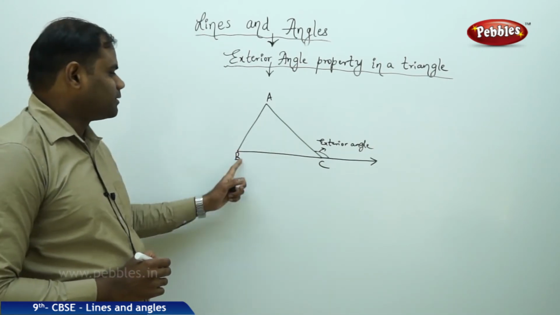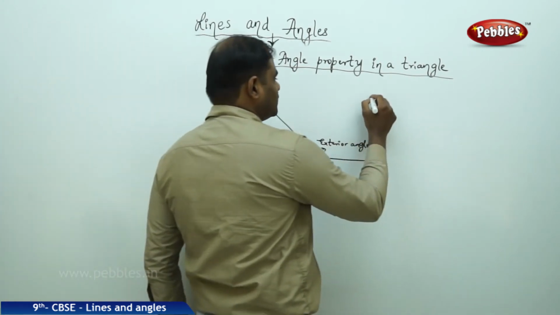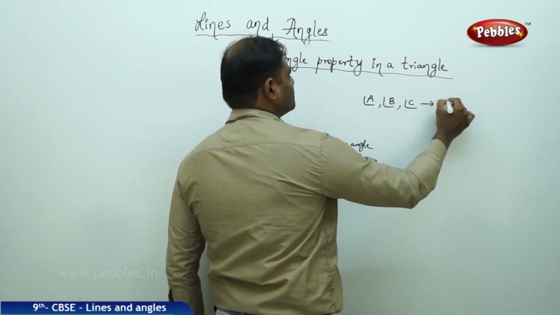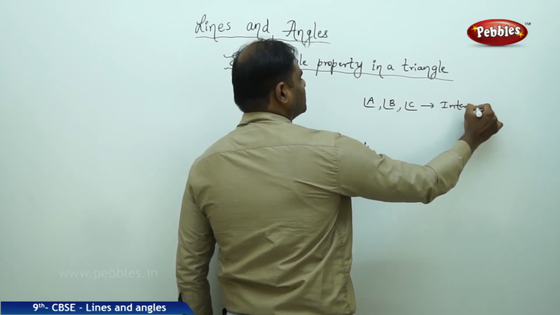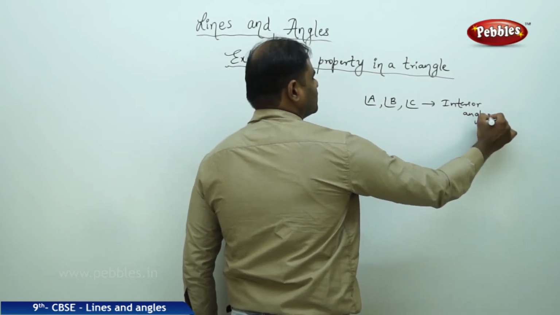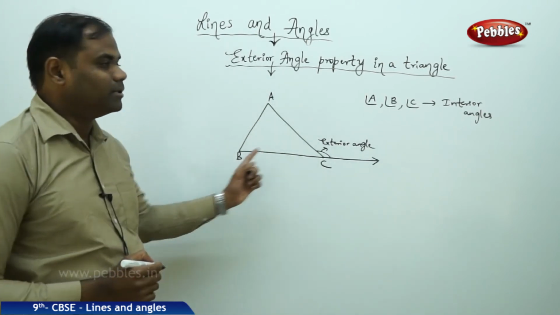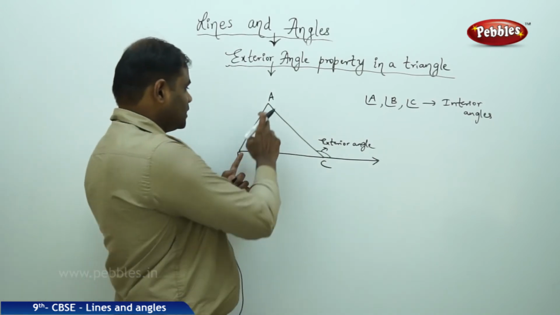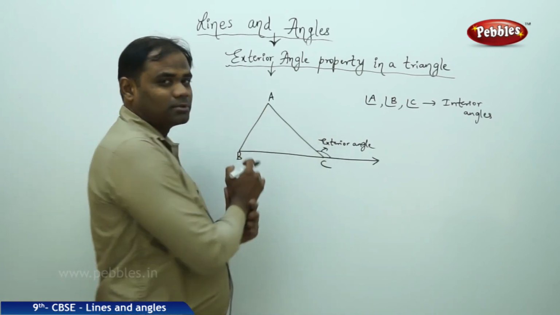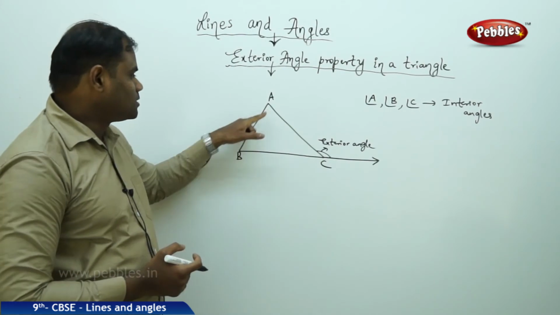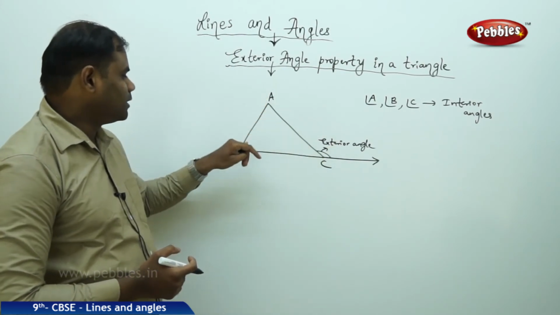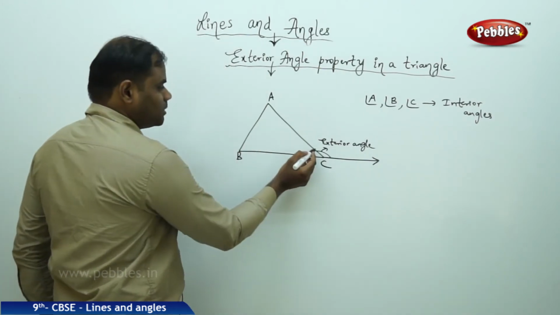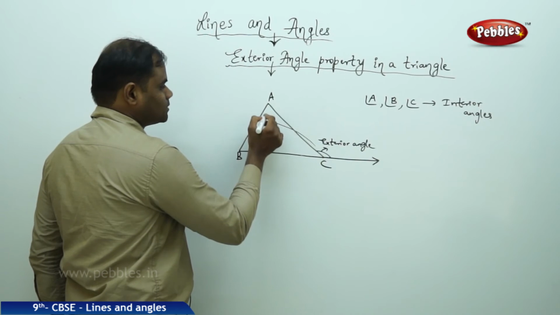And these are the interior angles, and clearly we know that angle A, angle B, angle C are interior angles in the triangle ABC. So with these interior angles, I also identify that angle A and angle B are interior opposite to the exterior. Because these are opposite to the exterior, therefore A and B are interior opposite angles. This being opposite to these.